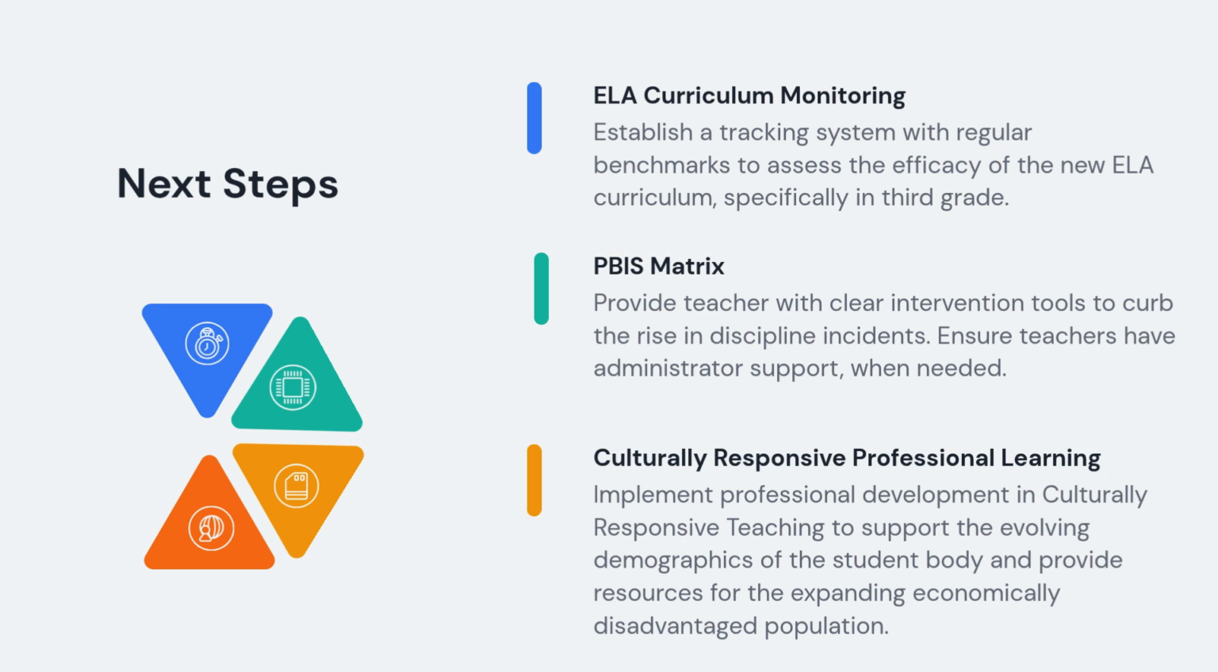We also need to take a look at the PBIS matrix. We need to provide teachers with clear intervention tools to curb the rise in discipline incidents. We need to ensure teachers have administrator support when needed as well. Lastly, we're in need of culturally responsive professional learning. We need to implement professional development and culturally responsive teaching to support the evolving demographics of the student body and provide resources for the expanding economically disadvantaged population.